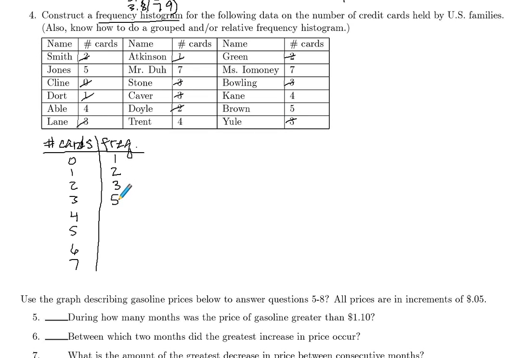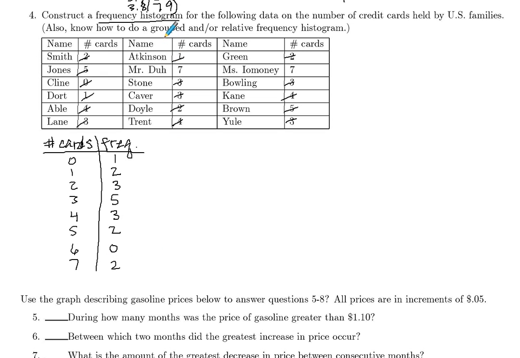And number of people that have 4 cards. So looking for 4s here. 1, 2, and 3. 3 4s. Number of people that have 5 cards. 1 and 2. No 6s in here. There's just a 7, 2 7s that are left. So there's a 0 frequency there, but we still keep that because that's showing a gap in the data. And then 2 7s. So this is our frequency distribution.